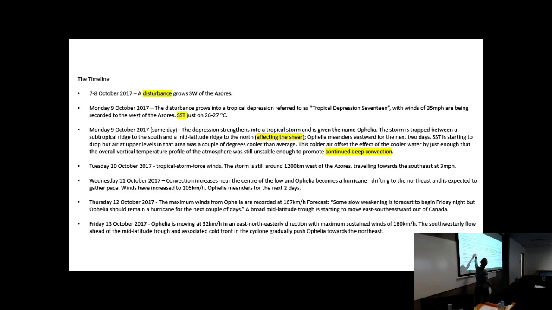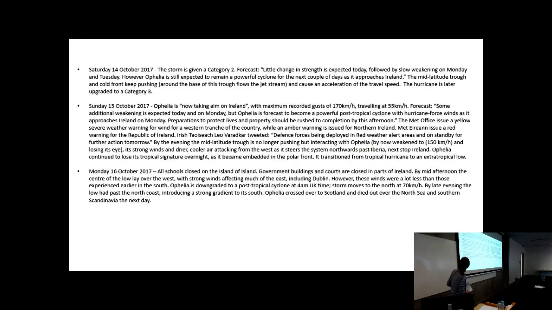Tuesday, we get strong tropical force winds. Wednesday, it becomes a hurricane, so the winds become stronger, and Ophelia sits there for about 2 days. Thursday, that's the maximum wind strength for Ophelia. We're looking at about 167 kilometers per hour. Friday, it's starting to move in a northeasterly direction, and I'll show you why. This is where the jet stream comes in. It basically gets trapped in the jet stream and starts to move northeast towards Ireland.